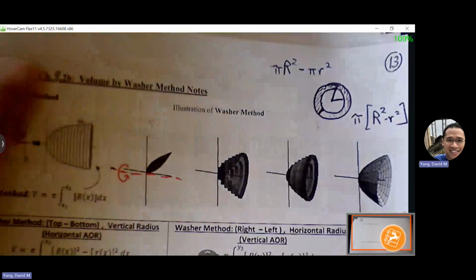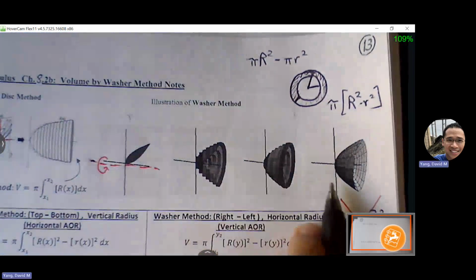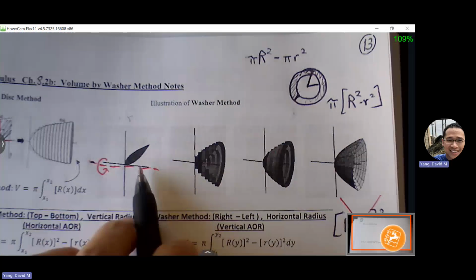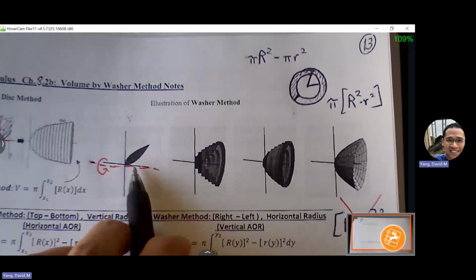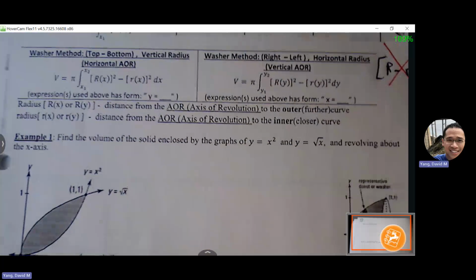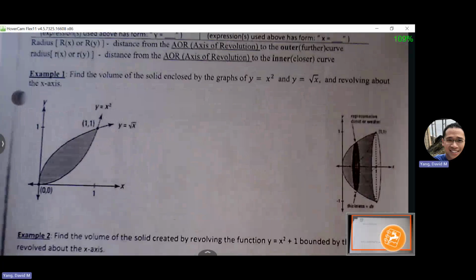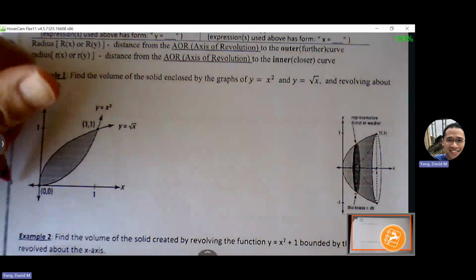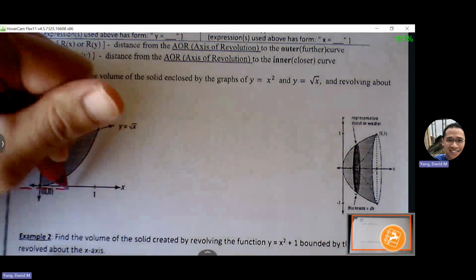Okay, so let's look at example one, where we're going back to this, but we're going to do an example that is for this problem. Example one, find the volume of the solid enclosed by the graphs y equals x squared and y equals square root of x revolving about the x-axis. So here's the x-axis. We're rotating around this horizontal line.